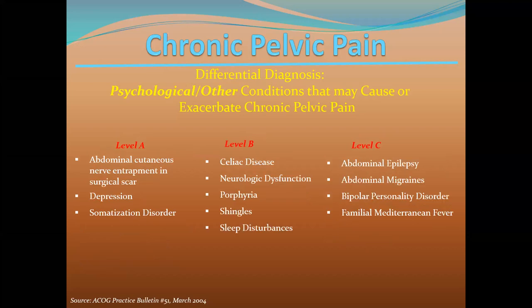The psychological and other causes are also divided into levels A, B, C. Level A: abdominal cutaneous nerve entrapment or surgical scars, depression, or somatization disorders. Level B: celiac disease, neurological dysfunctions, porphyria, shingles, or sleep disturbance. Shingles is herpes zoster, where small vesicles are formed and cause very severe burning pain. Level C: abdominal epilepsy, abdominal migraine, bipolar personality disorder, or familial Mediterranean fever.